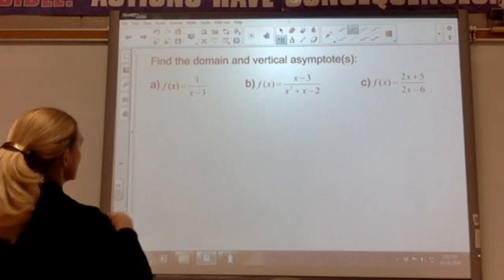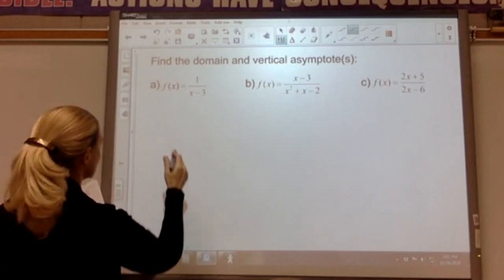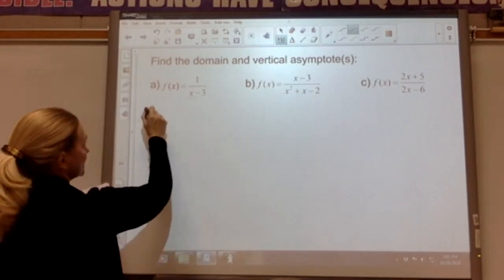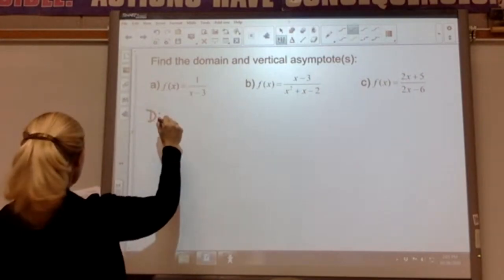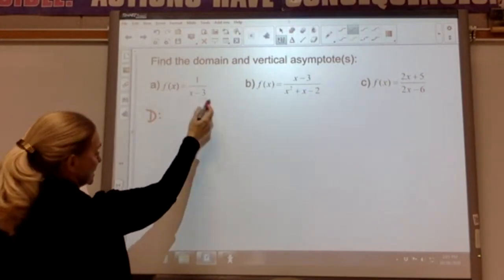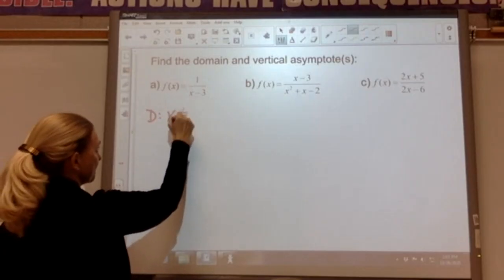All right. Now, here, they are asking us to find the domain and the vertical asymptotes of these three. If you're in class, I would say go ahead and work these out, but I will work them on this video. So for this domain, we set the denominator equal to 0, and we get that x cannot equal positive 3.